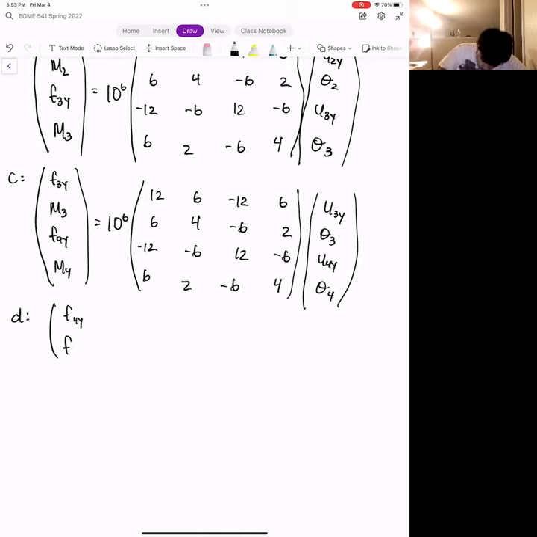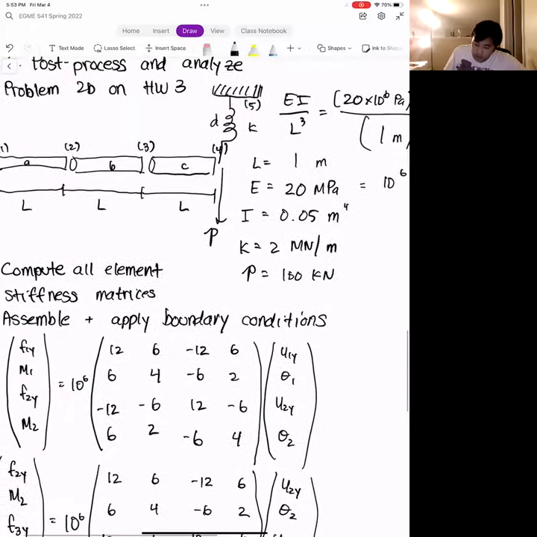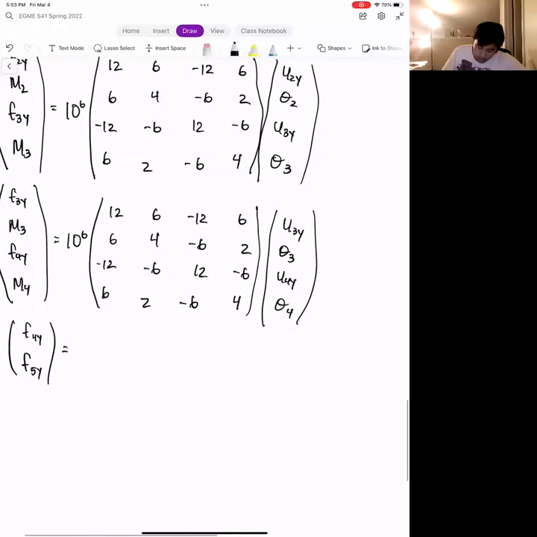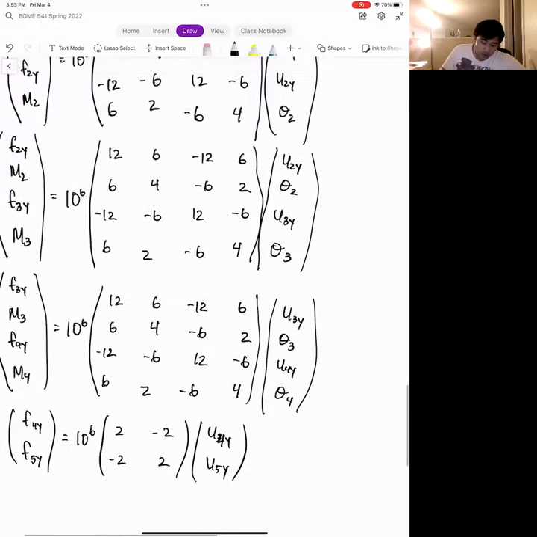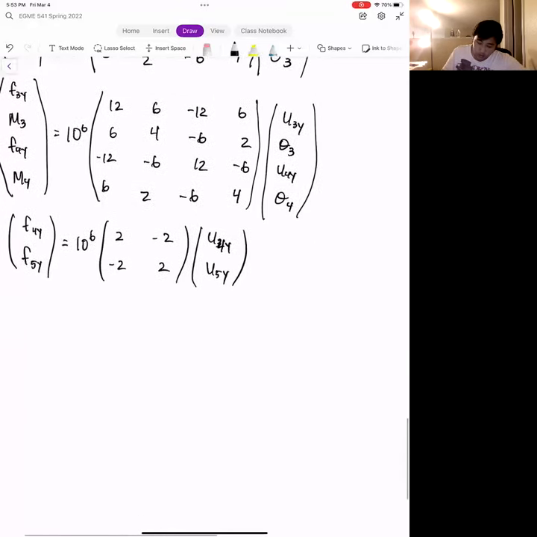Then we have the spring constant, which is 2 meganewtons per meter. Just to keep things consistent, I'm going to keep a 10 to the 6 power in front. And we have a 2, minus 2, minus 2, 2, and then U4y, U5y. So that's all the element stiffness matrices, and all that looks good.